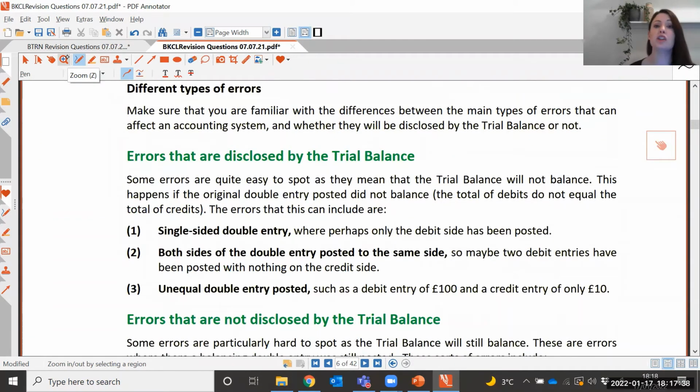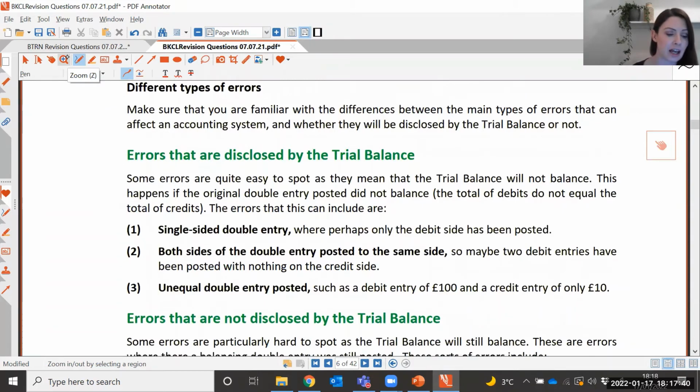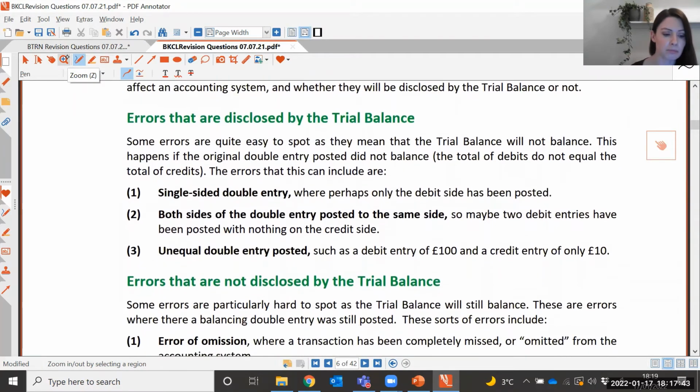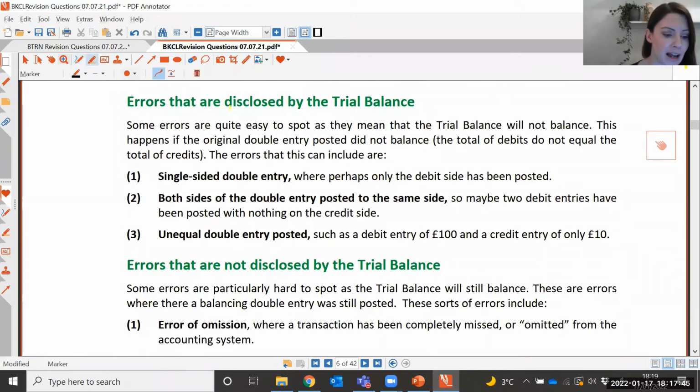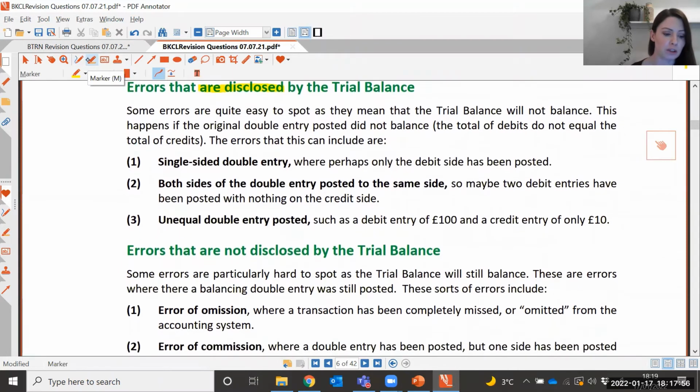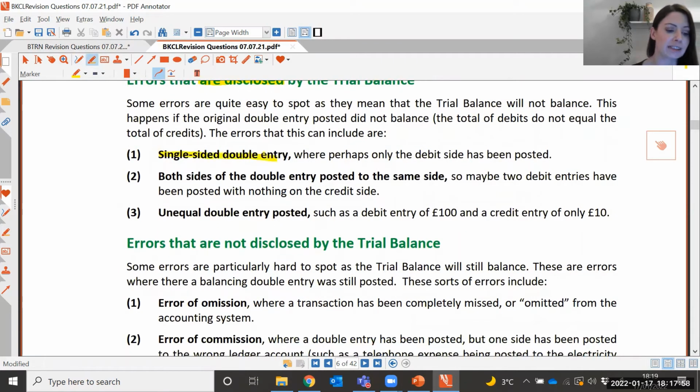Now, it's really important that you know the different types of errors in this unit. So first of all, we have errors that are disclosed by the trial balance, and this is where the error causes the trial balance to not balance. So first of all, we have a single-sided double entry. So this is where either just the debit side of the double entry has been done, or just the credit side of the double entry has been done. So this will cause the trial balance to not balance. So it will be disclosed.